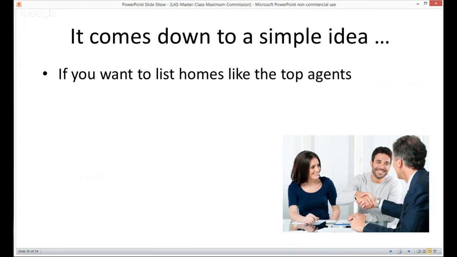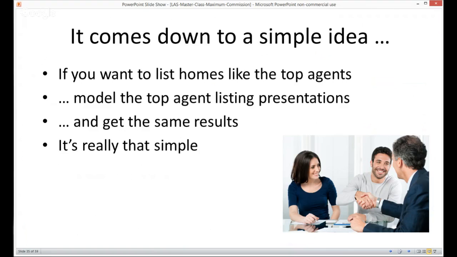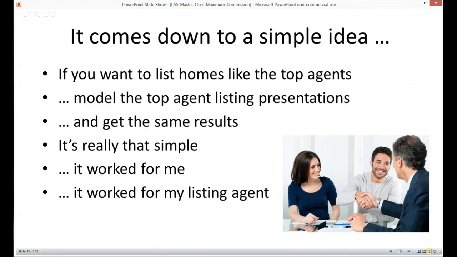It really comes down to a simple idea. If you want to list homes like the top agents, you need to model the top agents' listing presentations, and then you'll get the same results. It's really that simple. It worked for me, it worked for my listing agent, and it'll work for you.